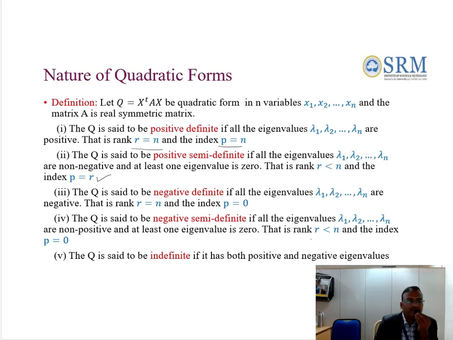Next definition, negative definite. The quadratic form Q is said to be negative definite if all the eigenvalues are negative, the rank is n, and the index is 0. Next definition, the quadratic form Q is said to be negative semi-definite if all the eigenvalues are non-positive and at least one of the eigenvalues is 0. Here in this case, the rank is less than n and the index is 0. If the eigenvalues satisfy none of the above, then the quadratic form is called indefinite.